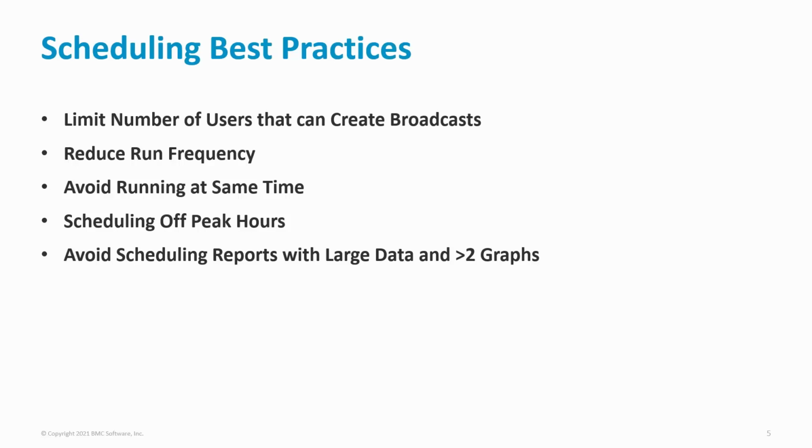For the last point, avoid scheduling reports that return a lot of data or more than two graphs. It is very common that big reports time out. So if you have that issue, the recommendation is to create a co-display report that is going to have two reports associated, or a drill through that is also an association, instead of having one big report. Also for the graphs, if you have three graphs in one report, that's going to be complicated to process. However, if you have three reports, each with one graph, it is going to be a lot easier to process.